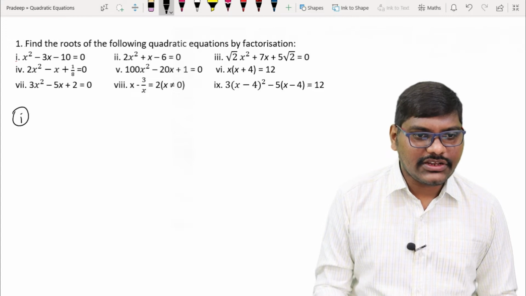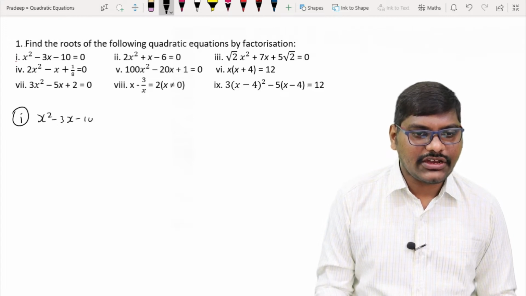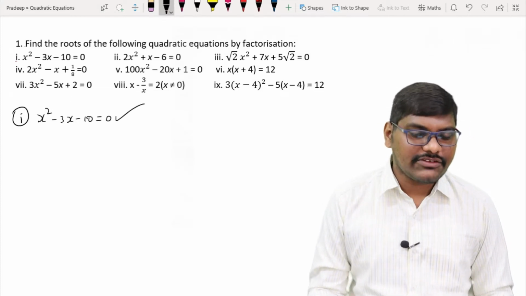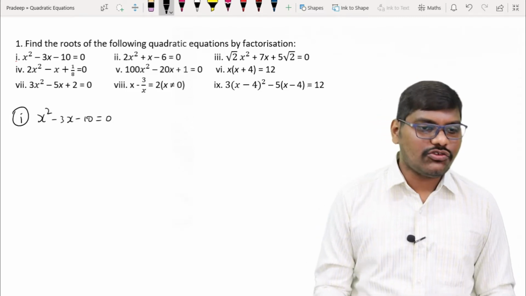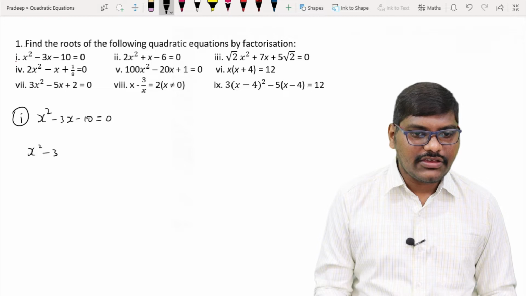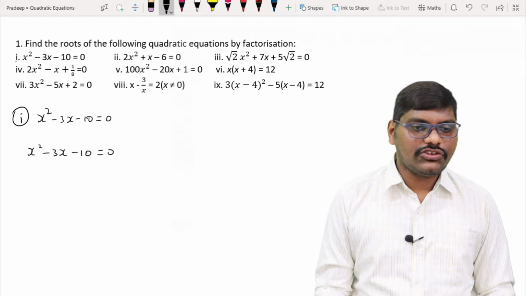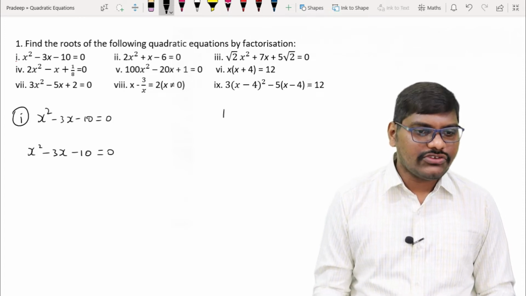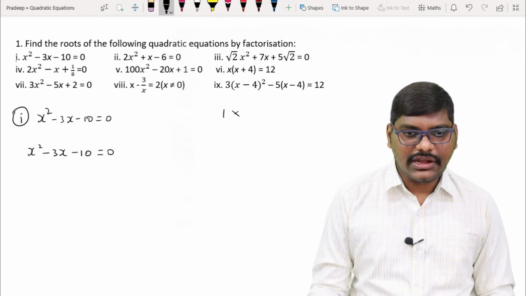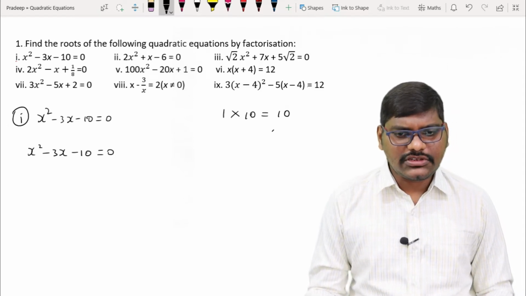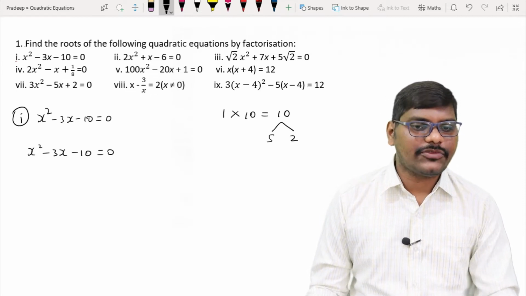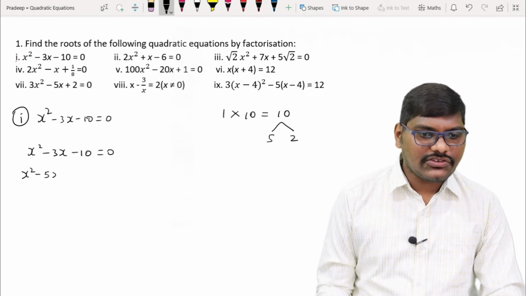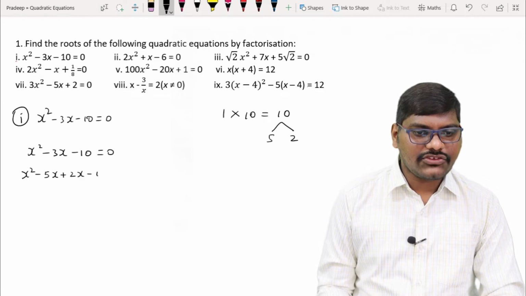We'll take the very first one, that is x square minus 3x minus 10 equal to 0. We could observe there is power 2, so definitely this particular equation is a quadratic equation. Let's try to find out the roots for this. First I'll write the question, x square minus 3x minus 10 equal to 0. Now the coefficient of x square is only 1, and the constant here is 10. I can multiply 1 into 10, we are getting 10. For multiples of 10, I can simply write 5 into 2 is 10. So we can write the same here, x square minus 5x plus 2x minus 10 equal to 0.